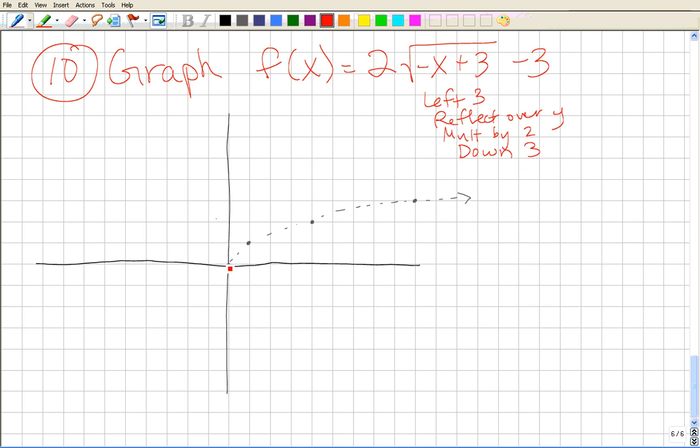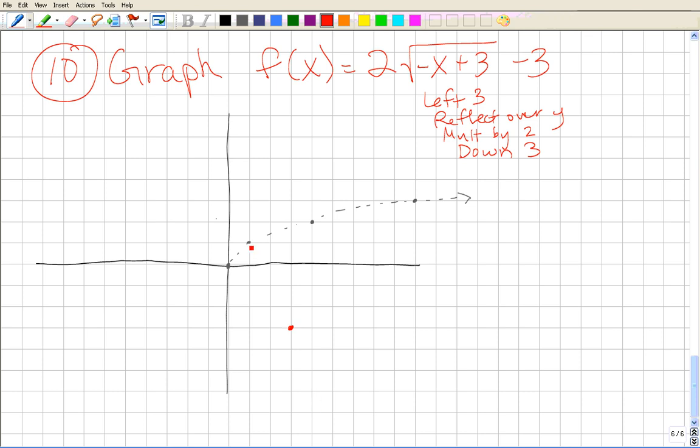So here's the point on the origin. So we'll go to the left 3, then we'll reflect it across the y-axis. So now instead of being at negative 3, we're at positive 3. Then we'll multiply the y value by 2. Well, the y value is 0, so 0 times 2 is just 0, and then we'll go down 3. So there's our first point.